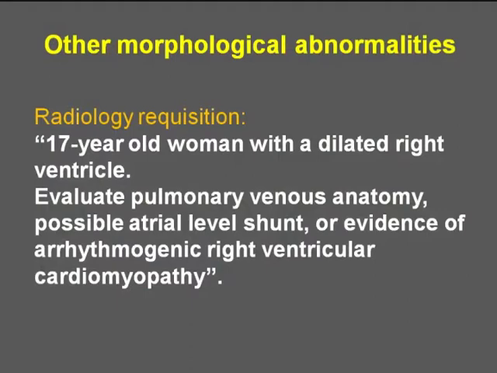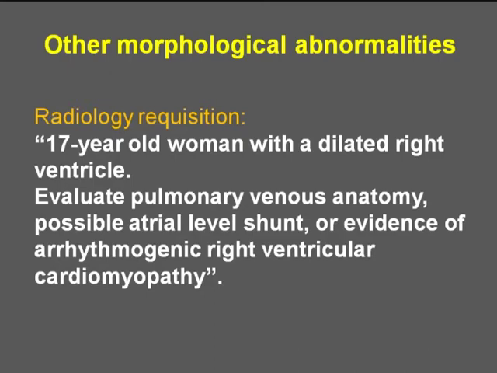Now, a lot of times these valve abnormalities are already known when you've done the scan, but there will be times when you will be the first one to suggest an abnormality. And actually, this case exemplifies what I'm talking about. This was something I encountered recently. So we had a request for a 17-year-old woman who had a dilated right ventricle. And the clinical question was evaluate the pulmonary venous anatomy, possible atrial level shunt, and the ubiquitous arrhythmogenic right ventricular dysplasia. We seem to have that a lot in our requisitions.